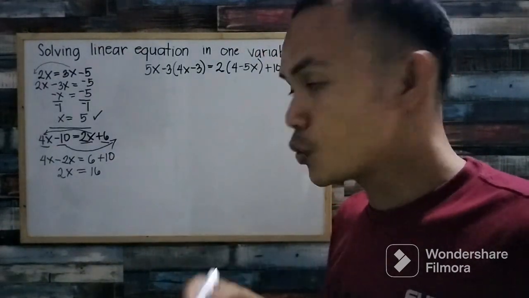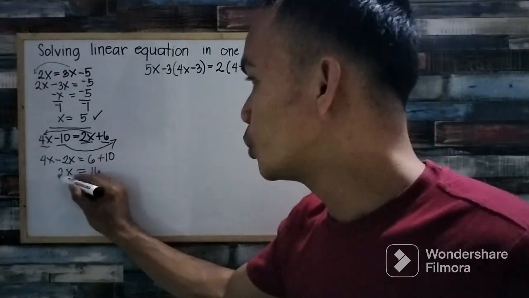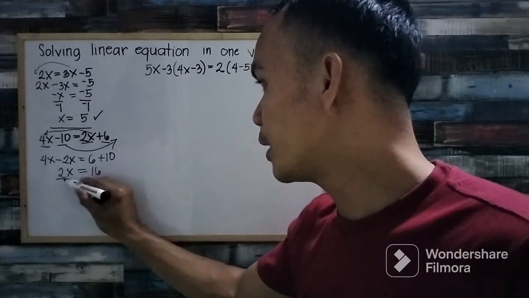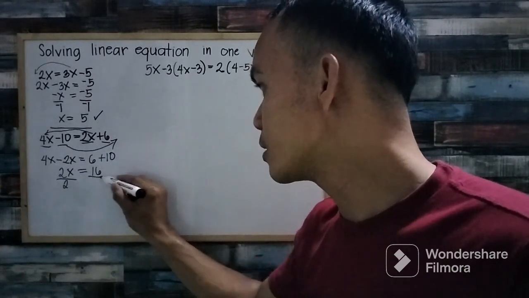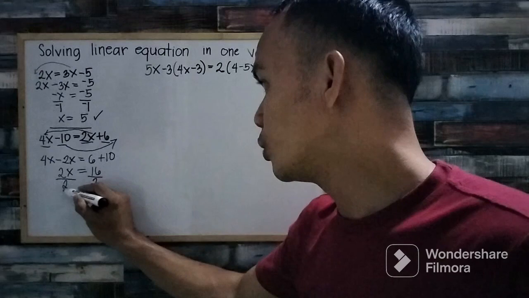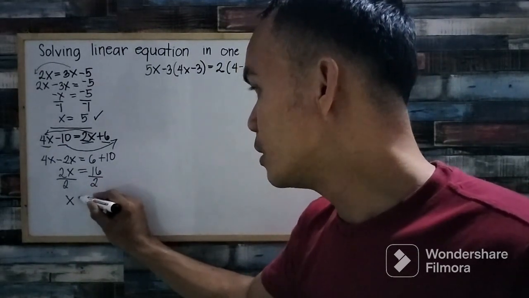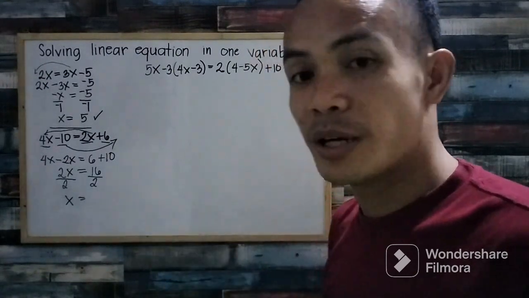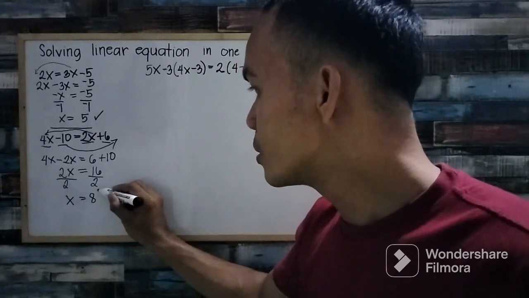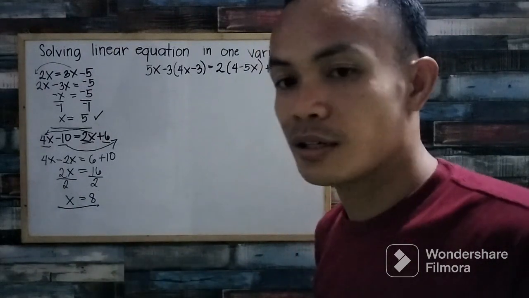And then, of course, we have to find the value of x. To isolate the x, we have to divide it by 2 on both sides. 2. And 2 divided by 2, that is 1. So that is 1x, or x is equal to 16 divided by 2 is 8. So the value of x here is 8.